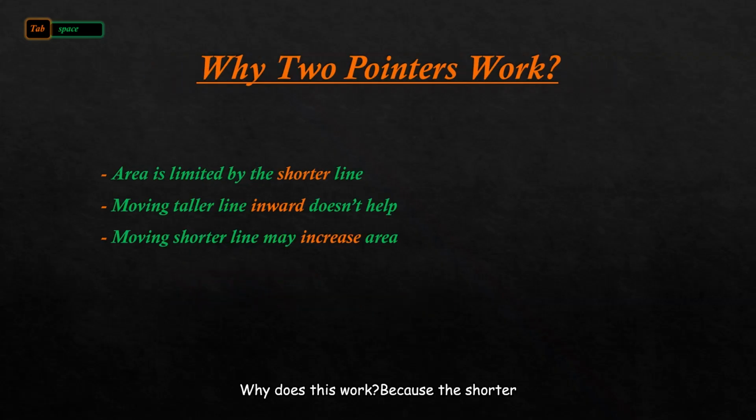Why does this work? Because the shorter line limits the area. Moving the taller line inward only decreases the width without improving the limiting height. But moving the shorter line gives a chance to find a taller one and possibly increase the area.